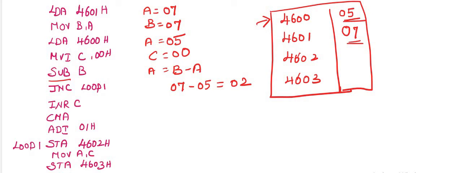So here we have to check whether the carry is present or not. So jump on no carry. If there is no carry, then it goes to loop 1.